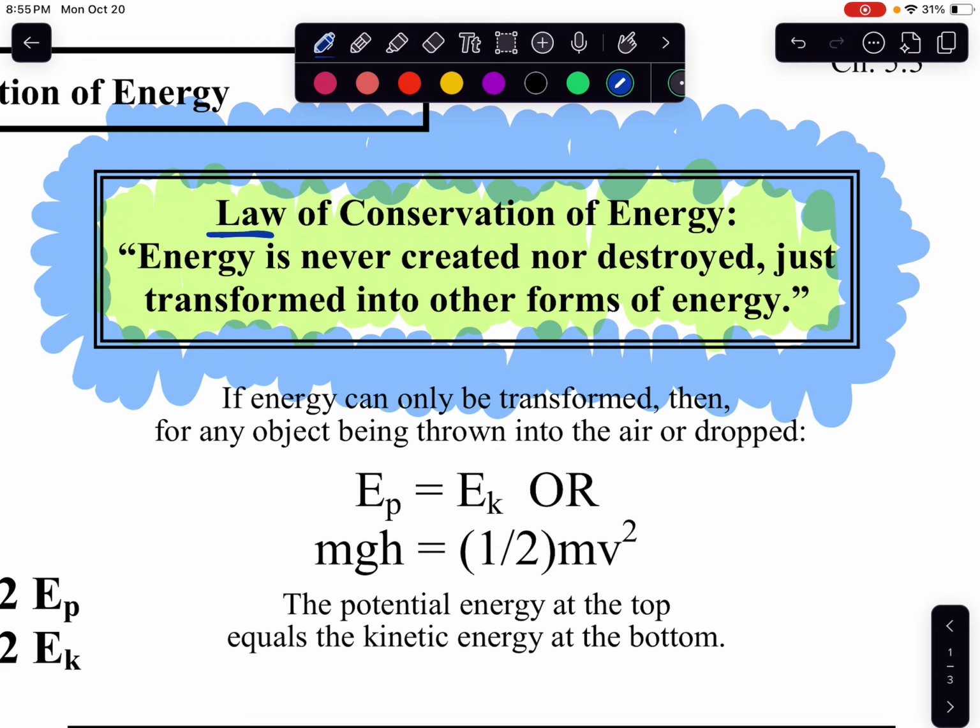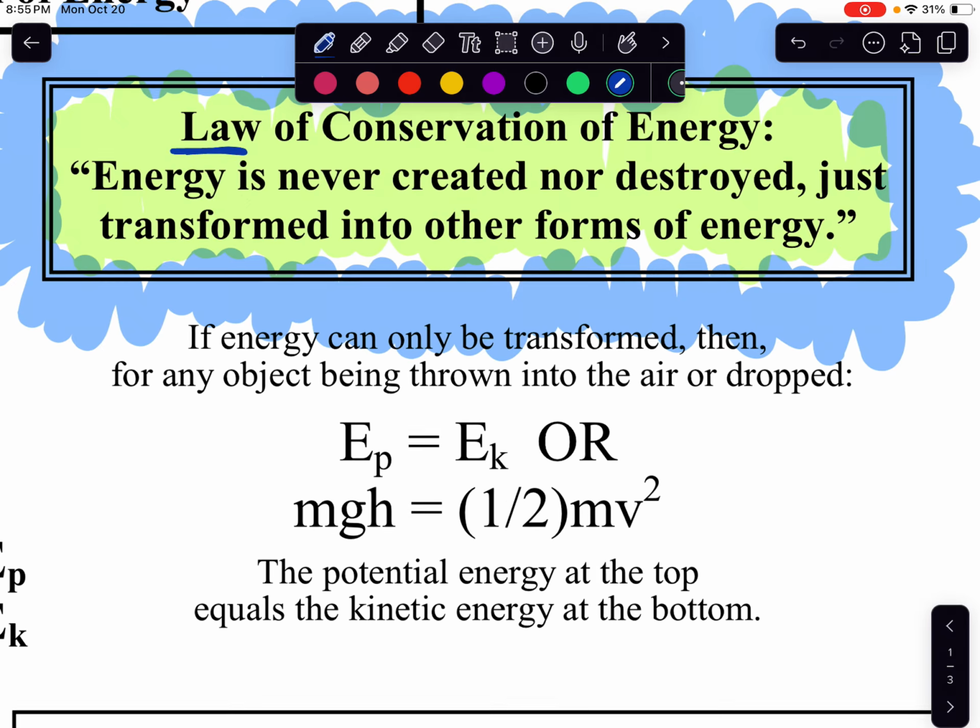I don't care what kind of energy, potential, kinetic, or all these other types that we're going to learn about today. You can't make it. It's not created nor destroyed. You can't destroy it. You can't get rid of it. Just transformed into other forms of energy. So you can't make energy. You can't destroy it, but you can take one type of energy and turn it into a different type.